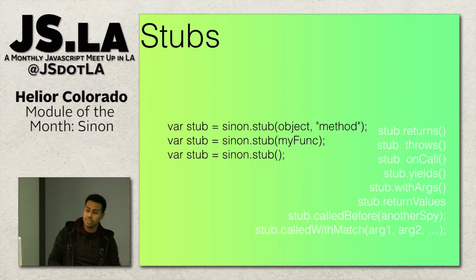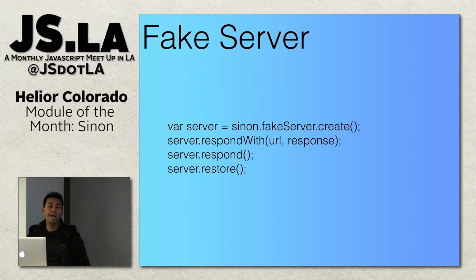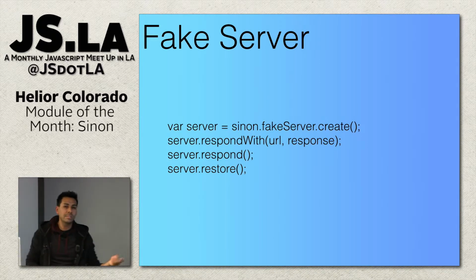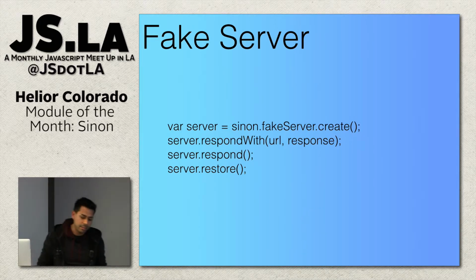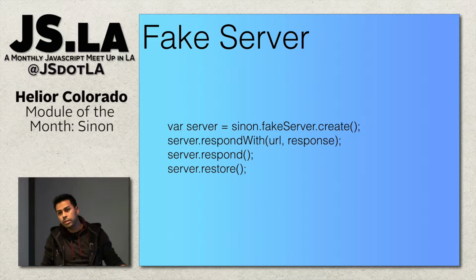So that's what Stubs does. Pretty cool. There's a boatload of other things that Sinon has that I won't talk about since I have a limited amount of time. But one of the cooler things that I find about Sinon is the ability to create a fake server. And it has methods where you can fake an XHR object, which is pretty cool, right?